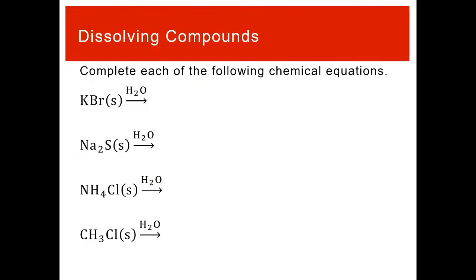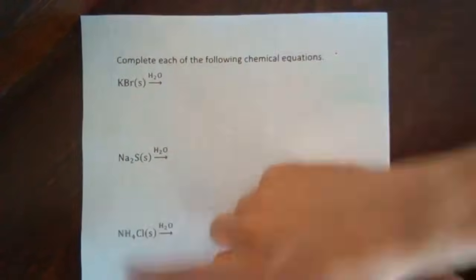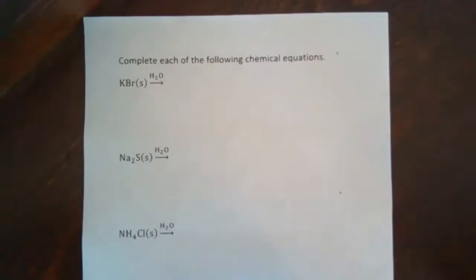So let's look at an example. Let's complete each of the following chemical equations. I have KBr solid dissolving in water, Na2S dissolving in water, NH4Cl dissolving in water, and CH3Cl dissolving in water. When we want to come up with the chemical equations for dissolving, we can see we have all these solids, and then it's H2O over the arrow, that means we're looking at dissolving.